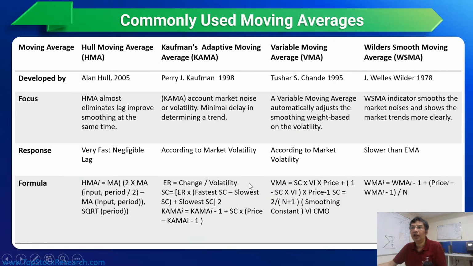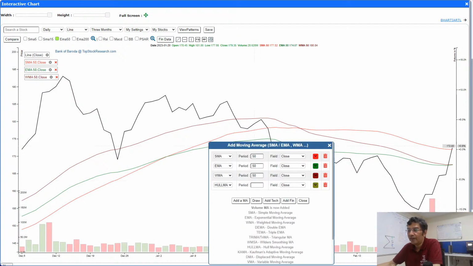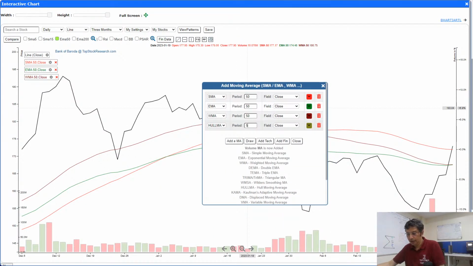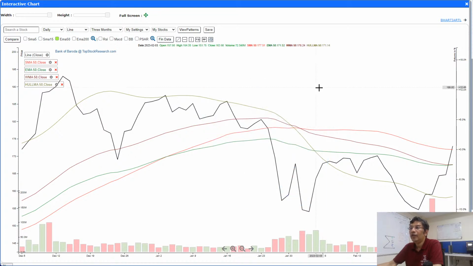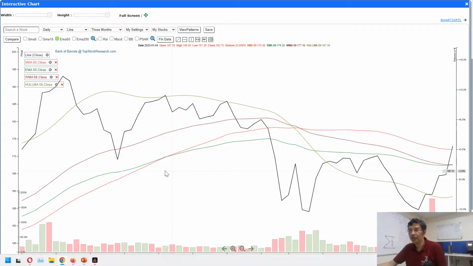Which one were we looking at? Hull. We are looking at the Hull moving average. Let me give it a color. This color is fine. So when you look at this, the Hull moving average is far closer to the price, and it is also giving good resistance to the price. It's responding and reacting much faster than any other moving average. So if you're looking for a very fast response time, then perhaps you should be looking at the Hull moving average.